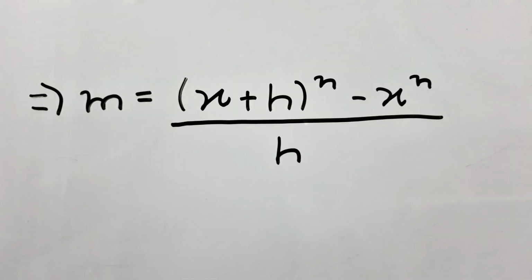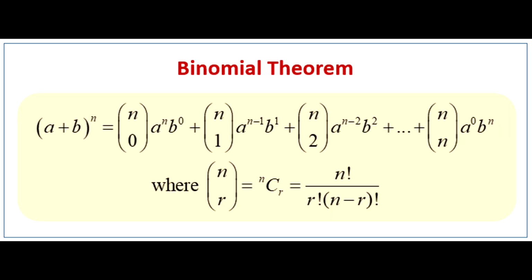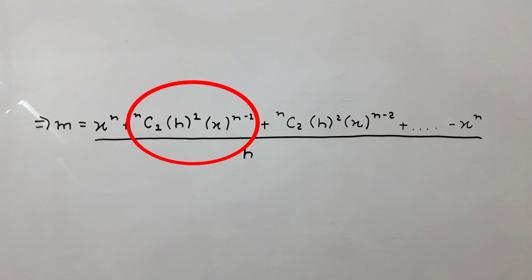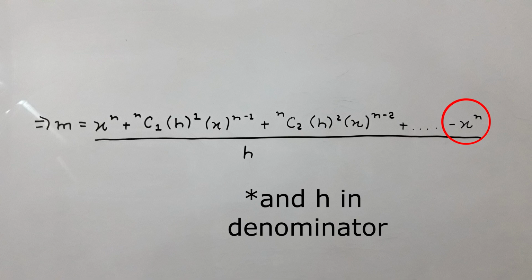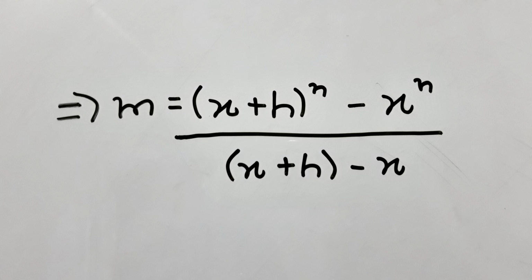Next, we're going to expand each bracket, but what about the bracket x plus h to the whole power n? Well, we are going to apply binomial expansion in it. By doing that, we get x to the power n plus nC1 h to the power 1 x to the power n minus 1 plus nC2 h to the power 2 x to the power n minus 2, and then it goes on. We don't know how far it will go on because we don't know the value of n. And then at the end there will be the negative x to the power n that we input in the original gradient formula.